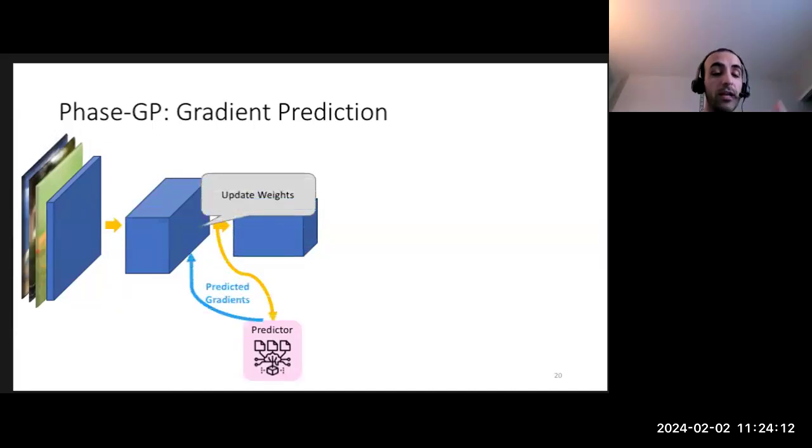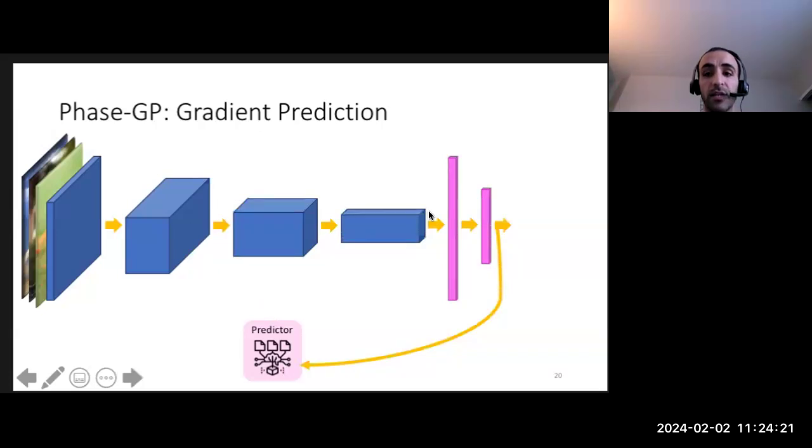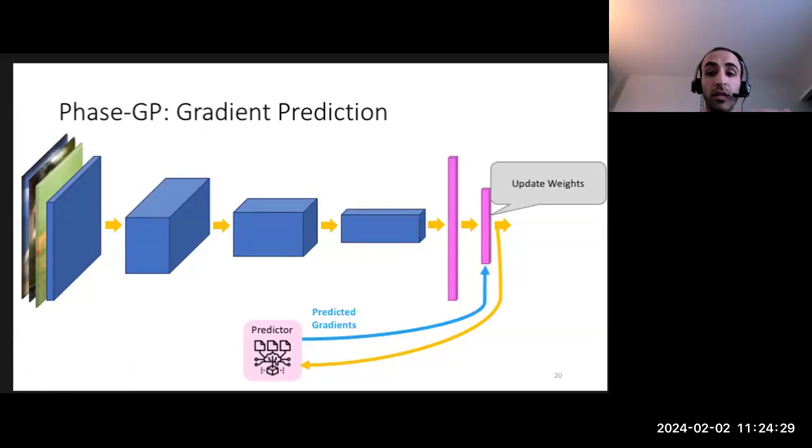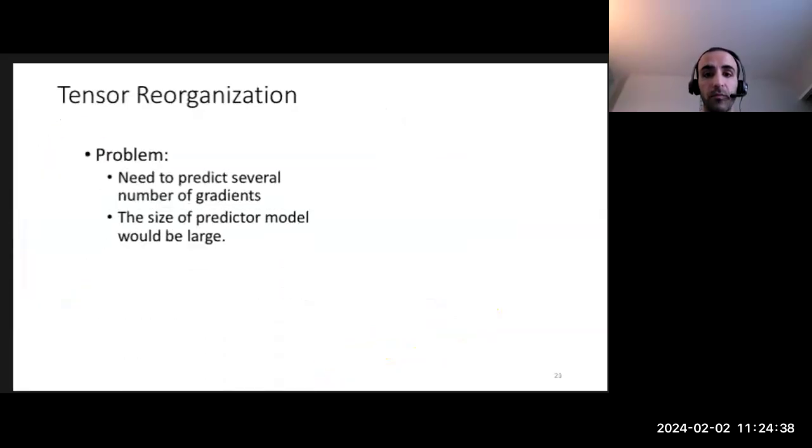We calculate the predicted gradients and send them back to the original model to update the weights. We repeat this process for the next layers until we reach the last layer. When we reach there, we don't need to do backpropagation and we don't need to calculate the actual gradient, so we skip this process. This results in a training speedup for us.